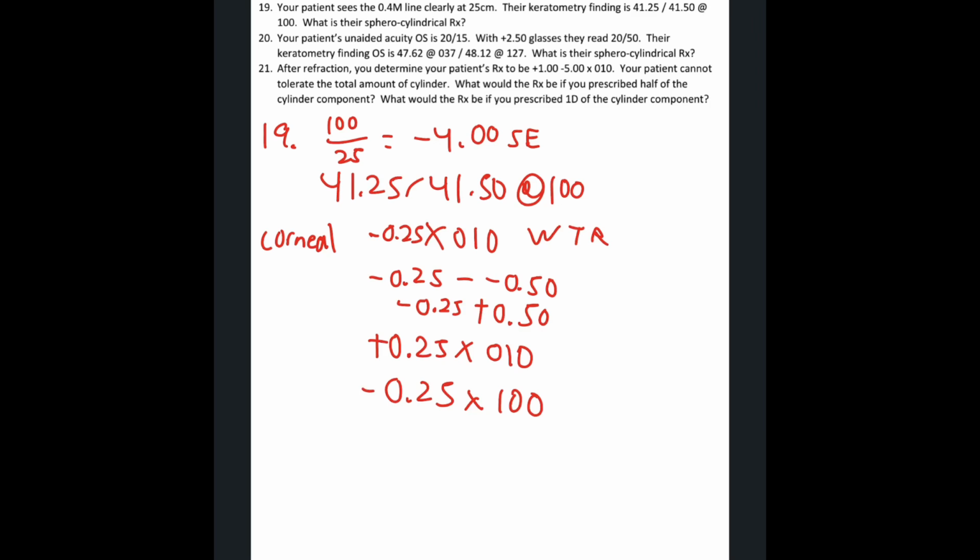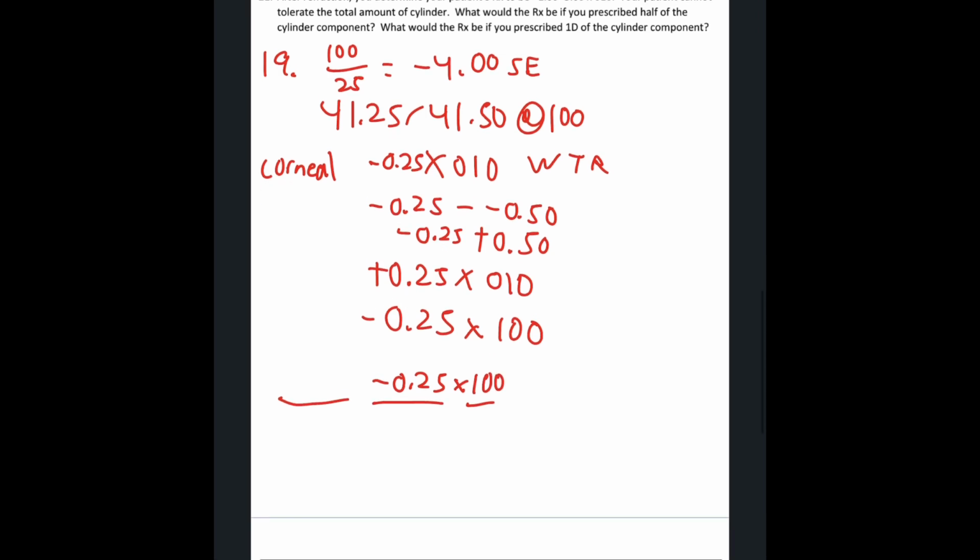Okay, so we have our final cyl. We're still trying to find our spherocylindrical Rx. So we have sphere, cyl, axis. Our cyl is minus a quarter. Our axis is 100. And now we have to solve for the sphere portion.